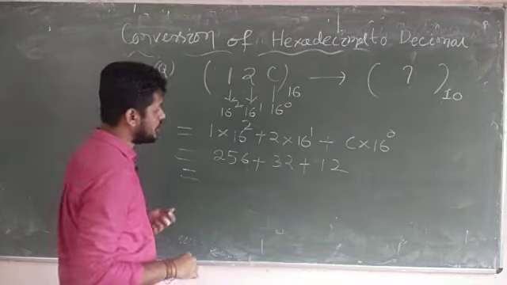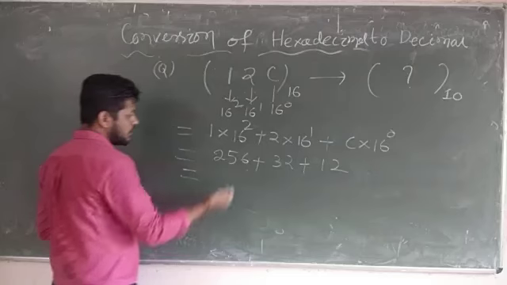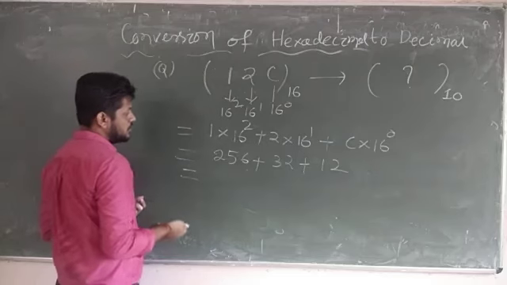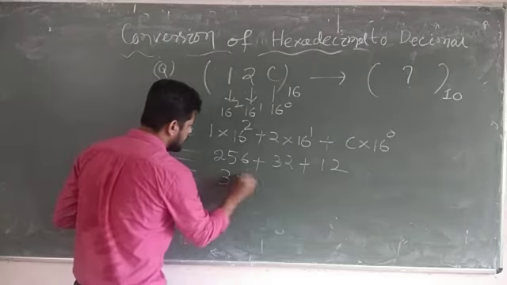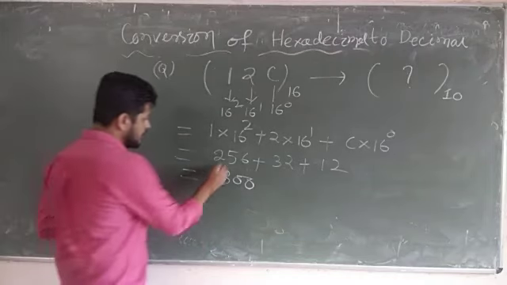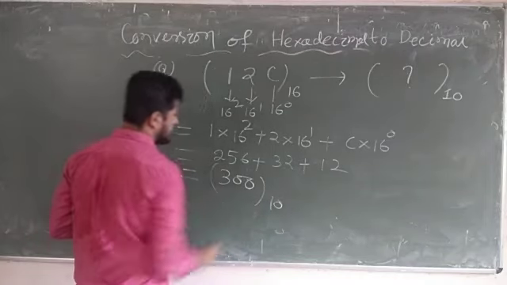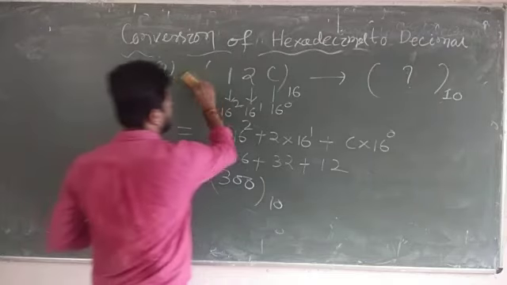So just add all the numbers. So 32 plus 12, 44, 44 plus 256, that means the answer will be 300. Answer will be 300 in decimal. So let's solve another problem on hexadecimal to decimal conversion.